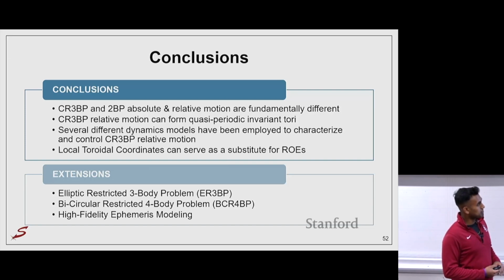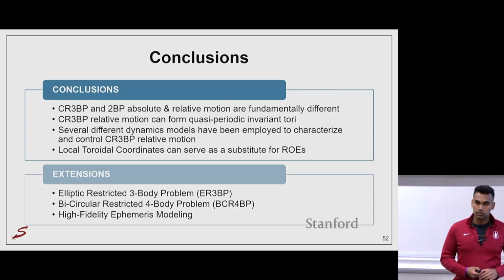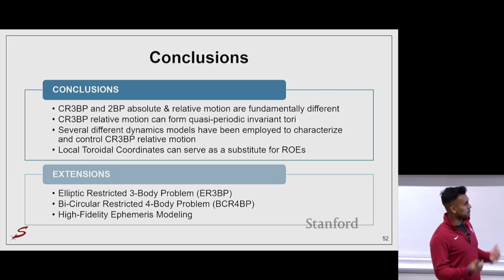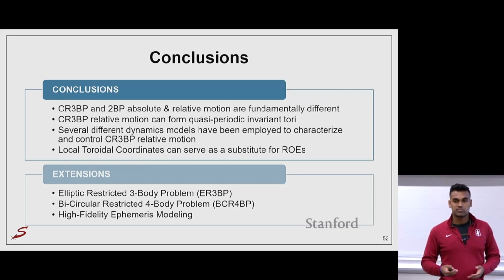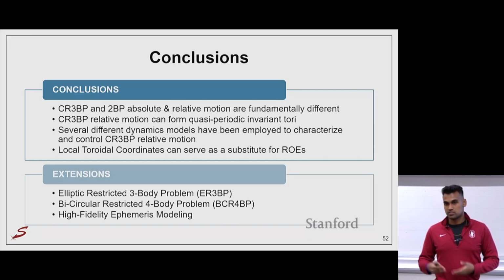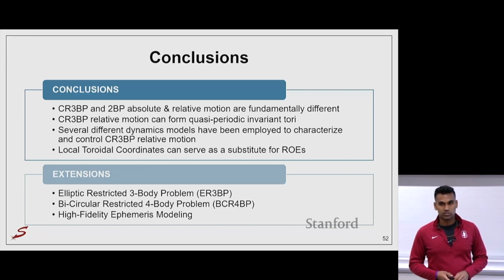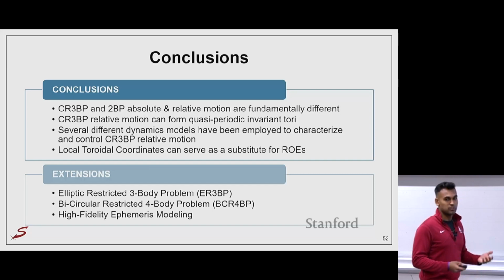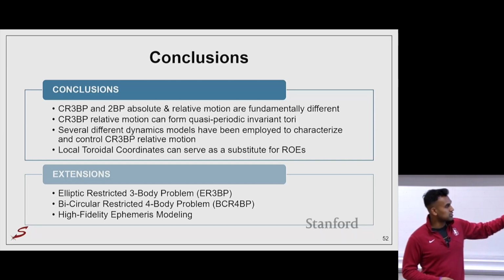And we focused deeper in on local toroidal coordinates, which is an area that we've been working on more and more, and how that can serve as a substitute for ROEs, at least in some ways, to set these safety conditions and enforce that bounded periodic motion. And I want to be clear about what we're doing there.